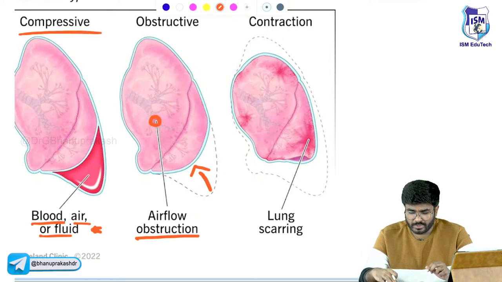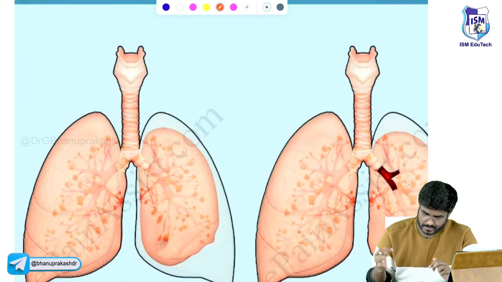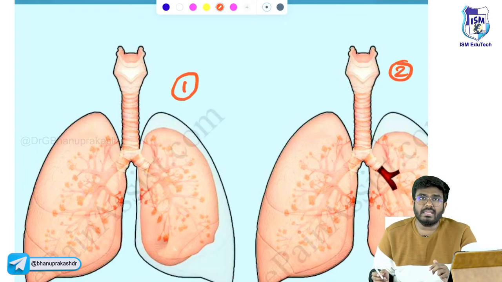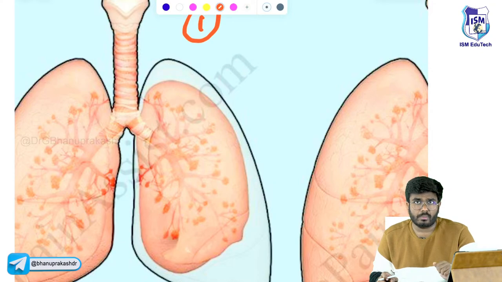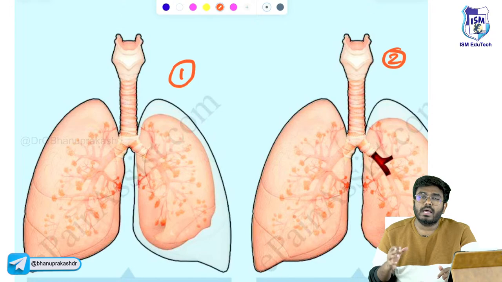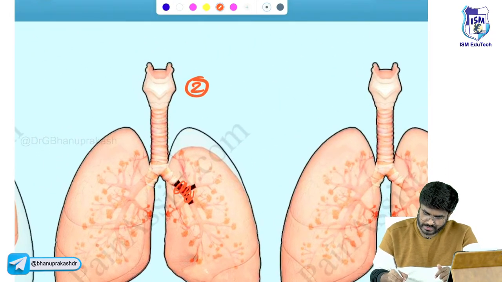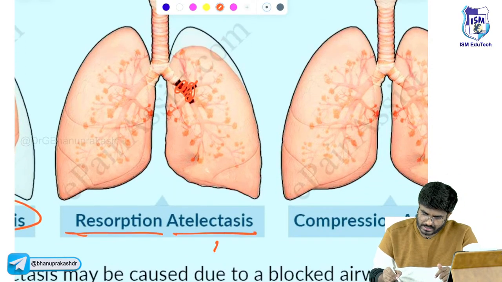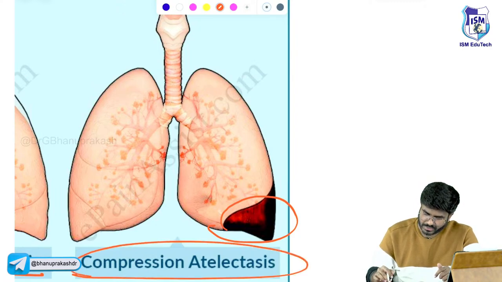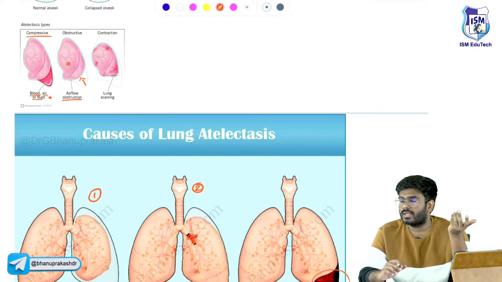Now I will show you three images. Try to find out which type of atelectasis this is. In the first one, is there any hematoma? There is no hematoma, sir. Is there any block? There is no block, sir. So this is contraction atelectasis. In the second one, look, there is some obstruction over here. If there is obstruction, that is going to cause resorption atelectasis. Next, if there is a hematoma, that is going to cause compression atelectasis. So, three types of atelectasis. If they ask image based questions, you should be able to answer.